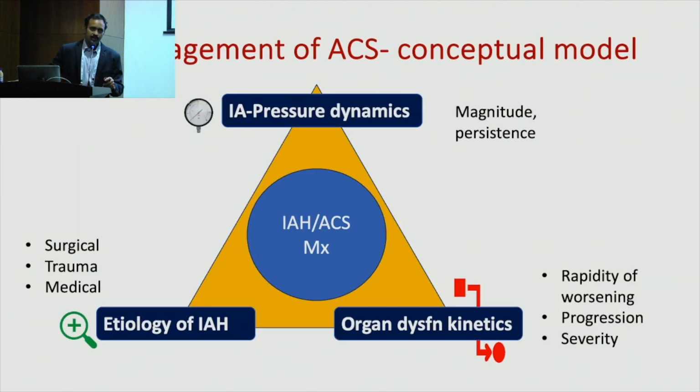So the most important slide is this slide. Management is a conceptual model. If you want to manage a high pressure abdominal compartment, there are three important things. Pressure dynamics: what is the pressure? It is extremely high and persistently high. That is one most important piece of information. Second, what kind of cause? If it is a surgical cause, that is the second most important information. And what is the rapidity of worsening? If your pressure is extremely high and organ function is rapidly worsening, that can be explained by your high pressures. That is the most important thing, so you should always take this into account.